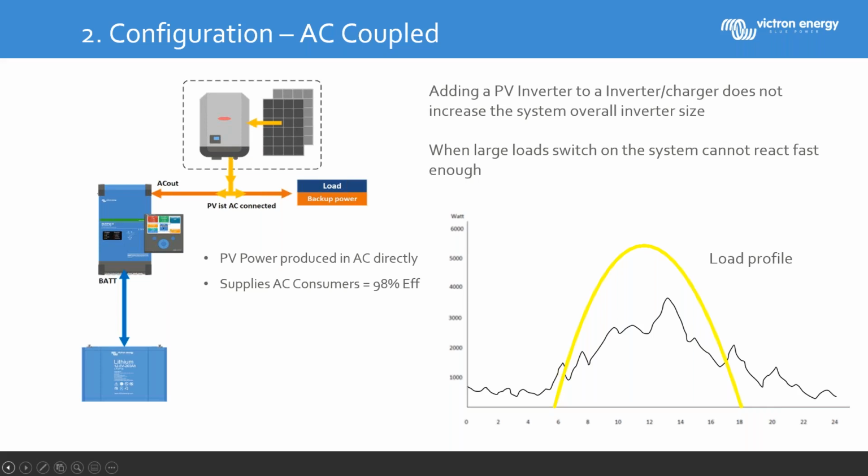Also, the sun is an unpredictable source of energy. So you cannot design the power of the load according to the power of the PV inverter plus the inverter charger. You must only account for the inverter charger in your design. This is something really important to be informed about. Next one, please.